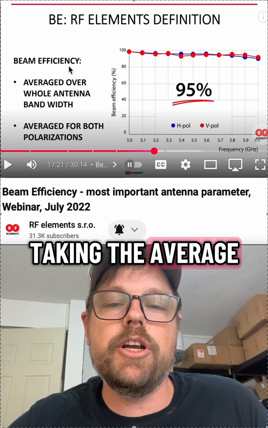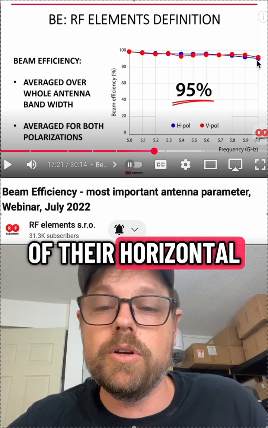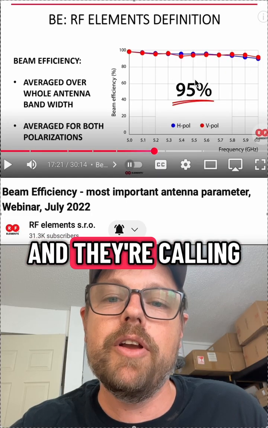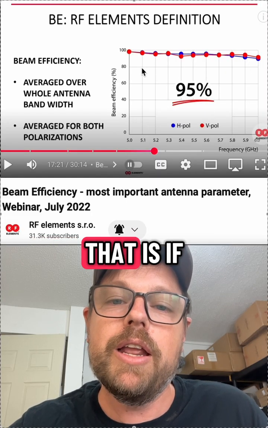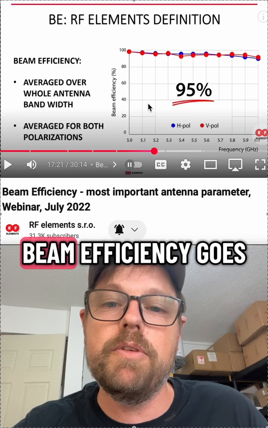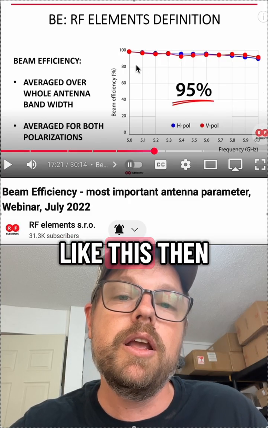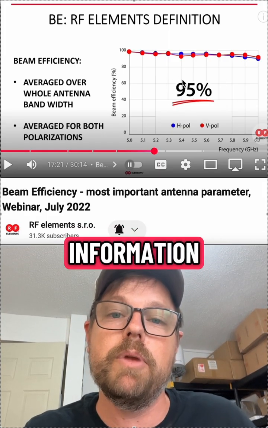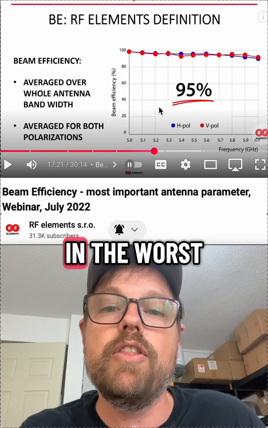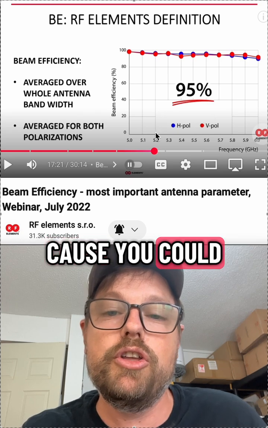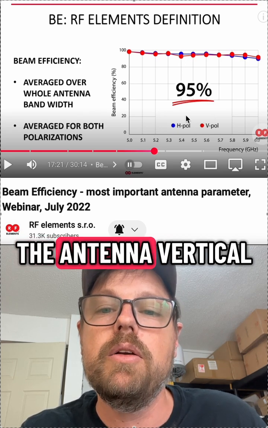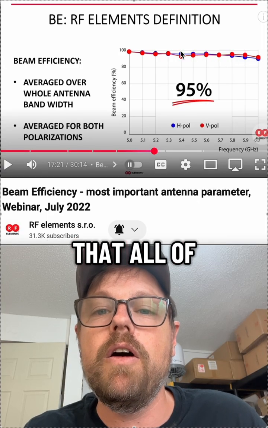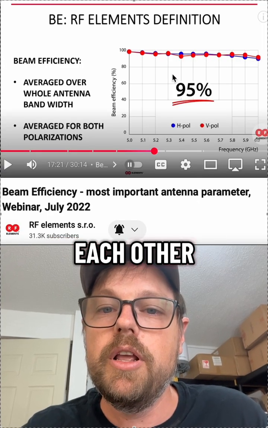Okay, so they're taking the average of the vertical, and then they're taking the average of the horizontal, and then they're combining them into an average vertical and horizontal across the frequency range, and they're calling that their beam efficiency. The problem with that is if beam efficiency looks like the previous graph, or if it goes up and down and up and down like this, then the average is not giving you complete information. It's giving you incomplete information. And you need to know how it's going to perform in the worst case situation, because you could use the antenna vertical polarity at 5.4, but this is assuming that all of the values are pretty close to each other. Then average seems reasonable.